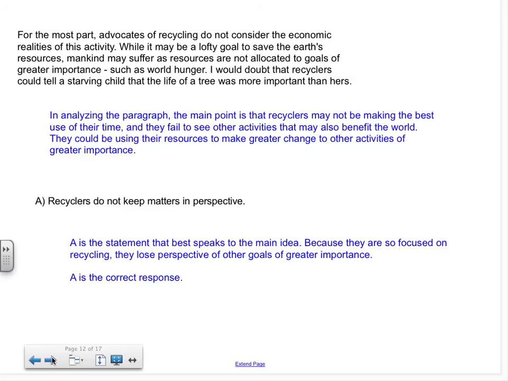But let's try and identify the conclusion or the main point of the passage. In analyzing the paragraph, the main point that we could say is that recyclers may not be making the best use of their time, and they fail to see other activities that may also benefit the world. So as I read the passage, I identified the very first line as being the main point or the final conclusion of the argument, while the other sentences were just premises that were supporting the final conclusion.